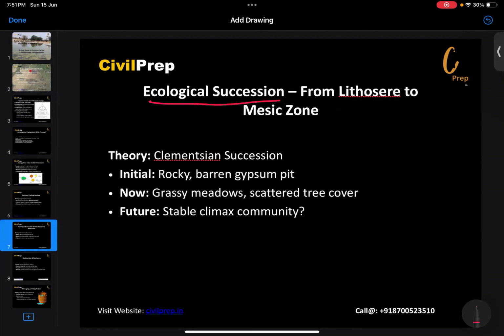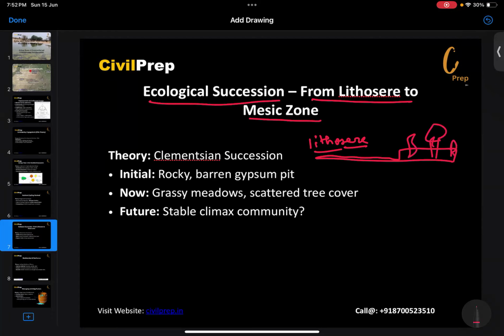Then ecological succession from lithosere to mesic zone. From lithosere to mesic zone. Basically, lithosere and mesic zone are two important conditions. For example, this is a bare ground region. So this is the lithosere. And a region where there are shrubs and certain trees, this is the mesic zone.